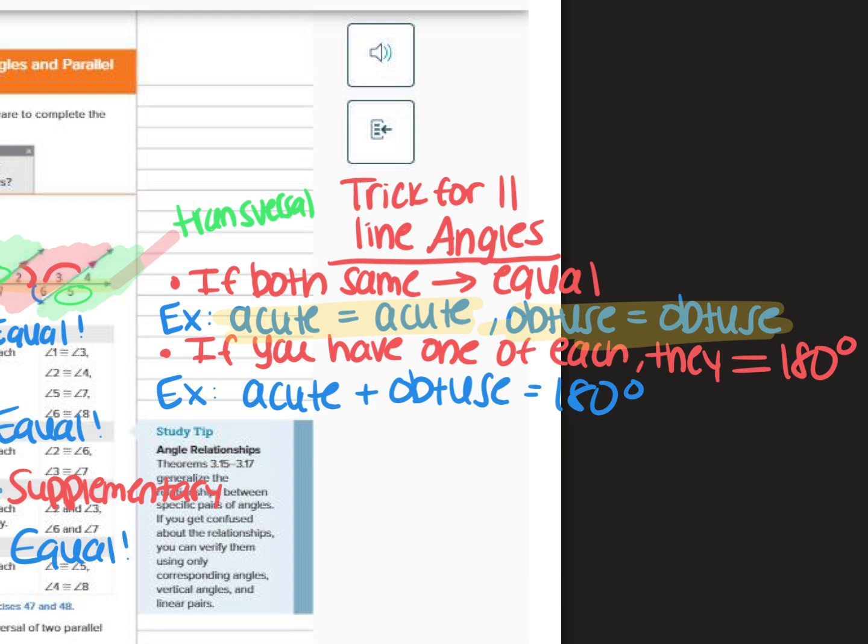And then on the other hand, if you have one of each, so if you have an acute angle and an obtuse angle, well, they're not exactly the same, but they're going to be supplementary. Okay, so if I add them together, they should equal 180.